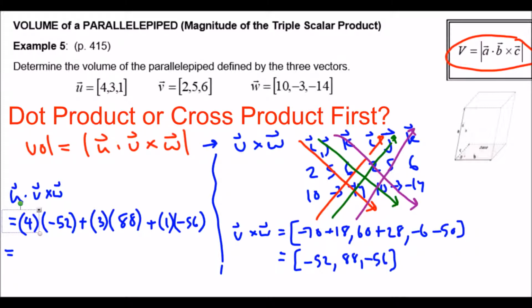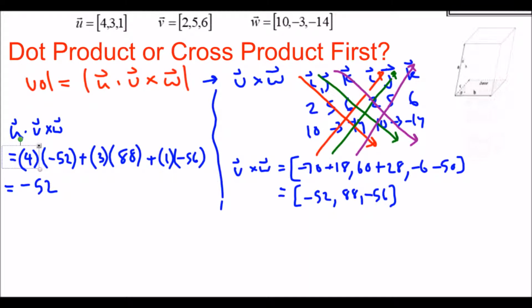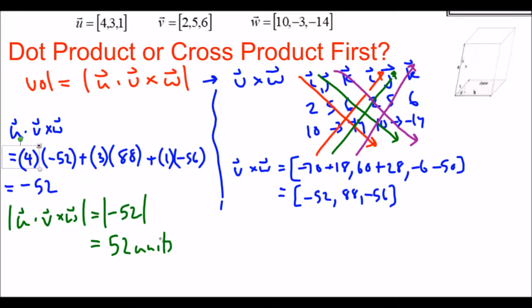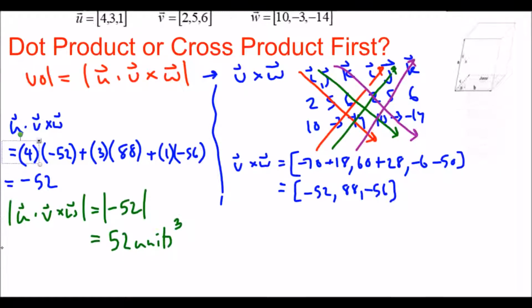If I do this, I'm going to get negative 52, but again, I want the magnitude, so the magnitude of U dot V cross W is just equal to the magnitude of negative 52, which gives me 52 units. Because it's a three-dimensional shape, it's actually the volume, so it's going to be 52 units cubed, and so that is the volume of my parallelepiped.